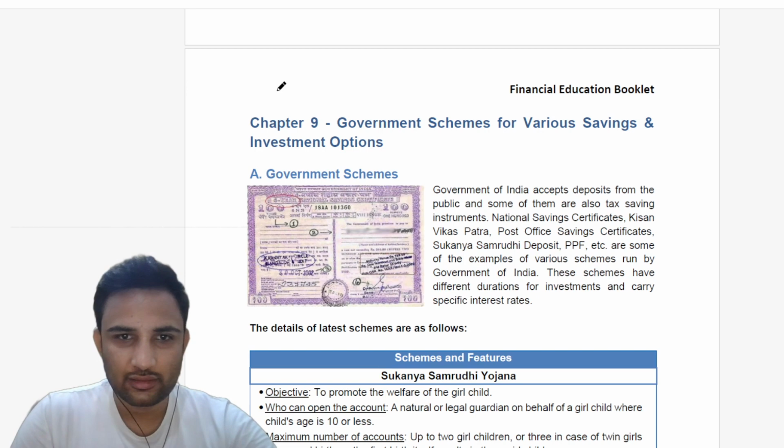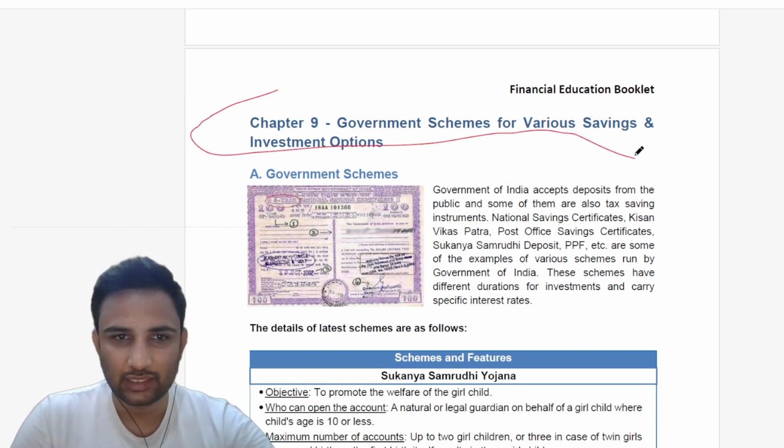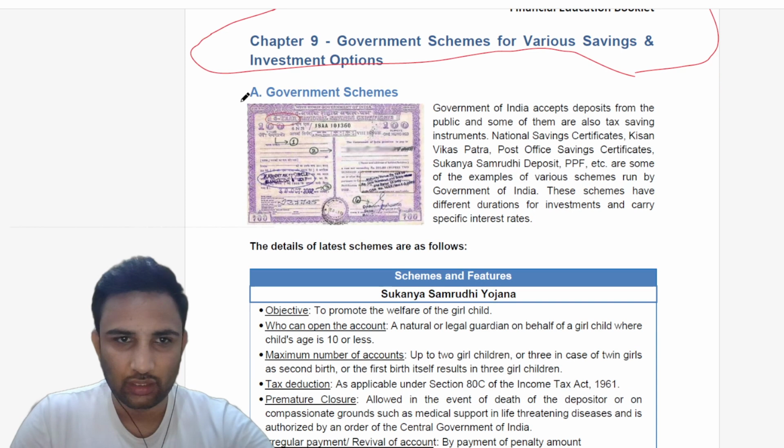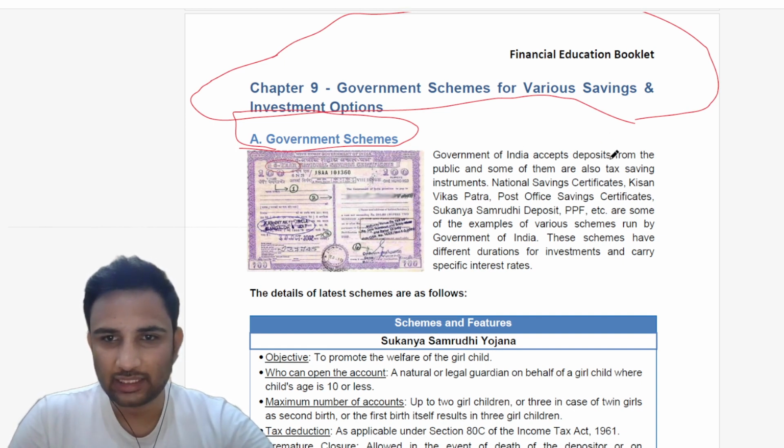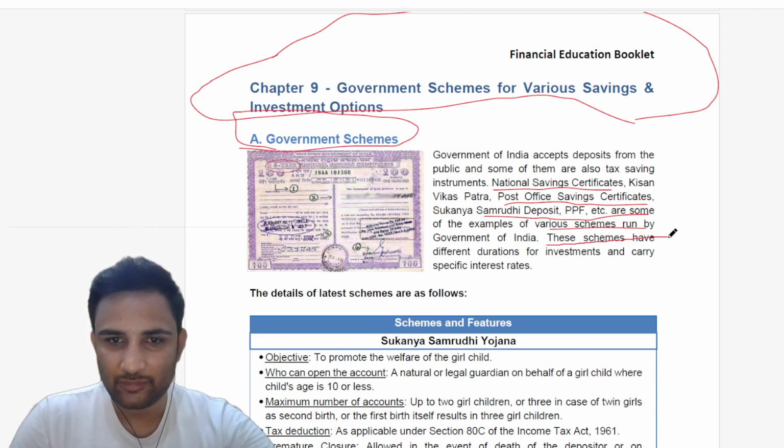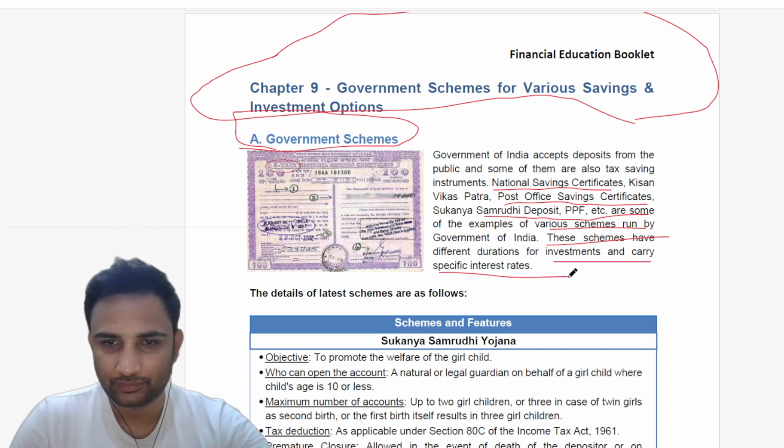Chapter number nine is government schemes for various savings and investment options. First one is government schemes. We will cover government schemes first. Government of India accepts deposits from the public, and some of them are also tax saving instruments like National Savings Certificate, Kisan Vikas Patra, Post Office Savings Certificates, Sukanya Samriddhi Deposit, PPF, etc. are some of the examples of various schemes run by the Government of India. These schemes may have different durations for investment and carry specific interest rates.